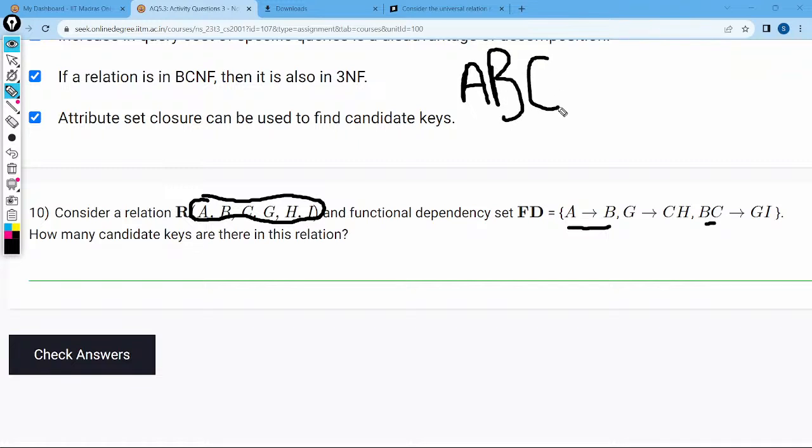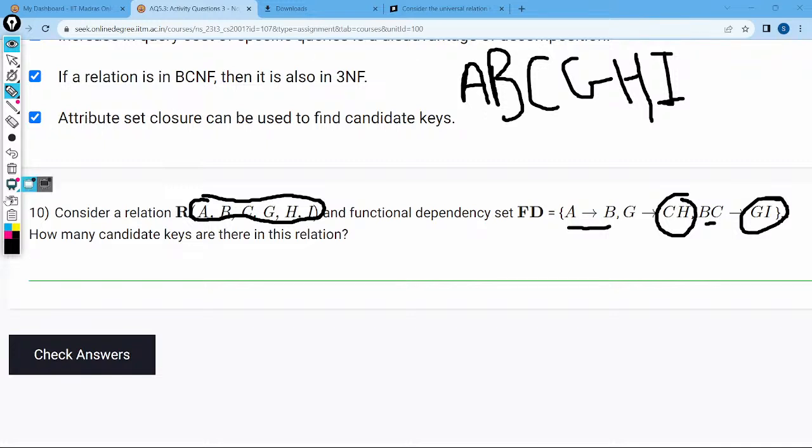A, B, C. So B, C covers G, I, and G covers C, H. Meaning G, H, I is covered in A, B, C. In the closure set of ABC plus, you get GHI, which is the exhaustive set R. So ABC is a super key, and hence it is a candidate key.